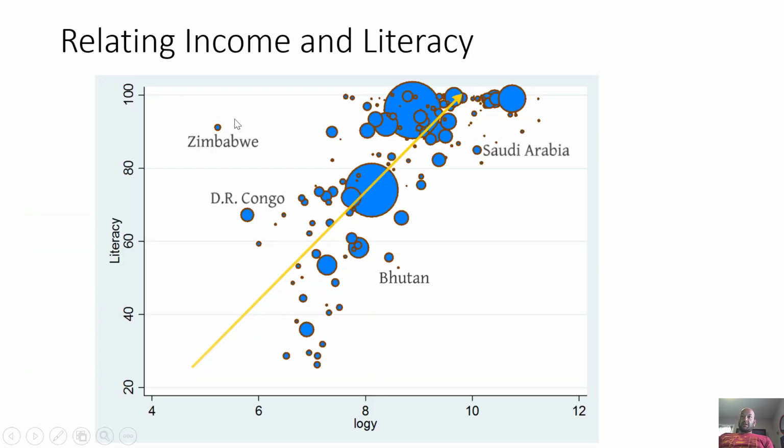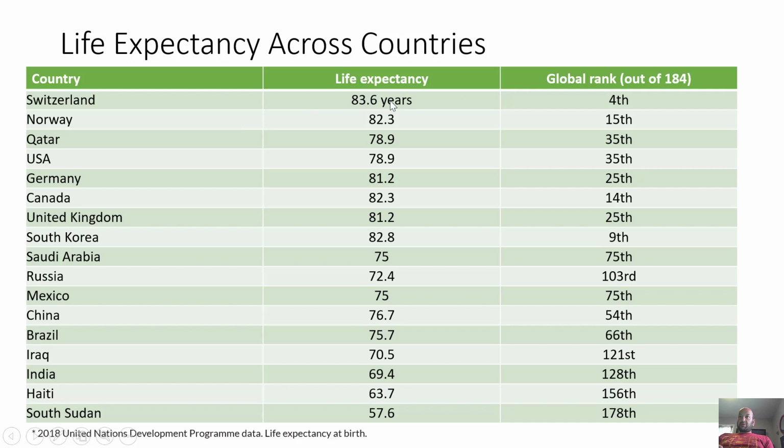So the richest country in the world, Switzerland, has a life expectancy of almost 84 years. It's life expectancy at birth. Somebody born today, how long would you expect them to live on average? And then the poorest country has a life expectancy down at 57.6 years.